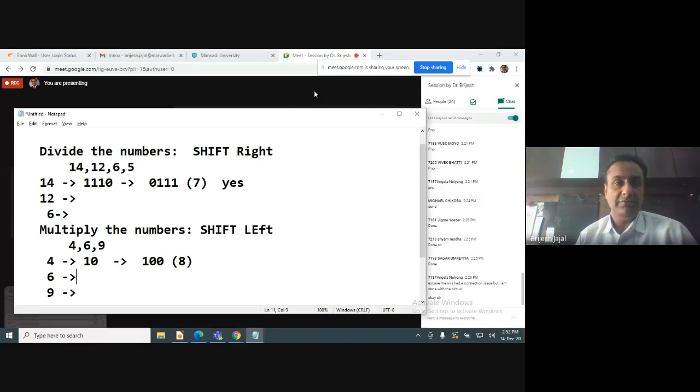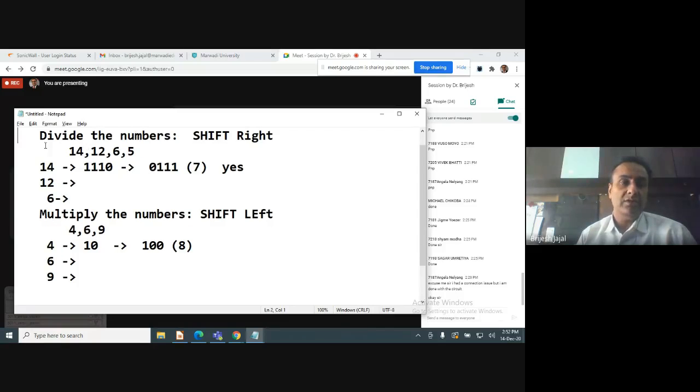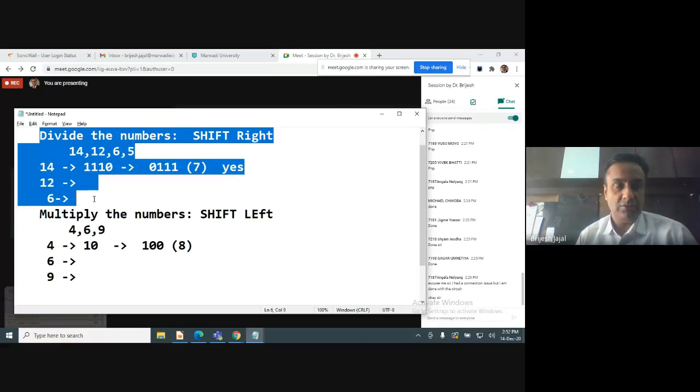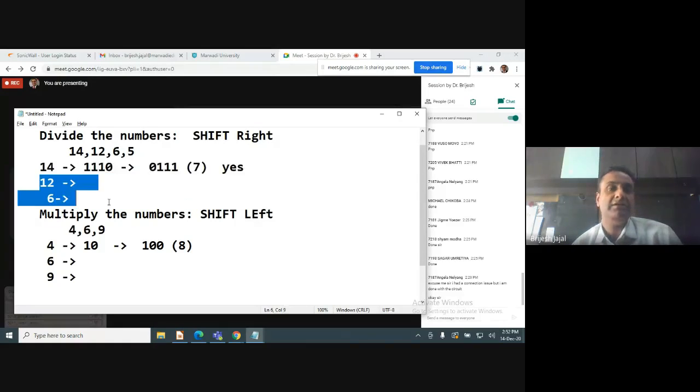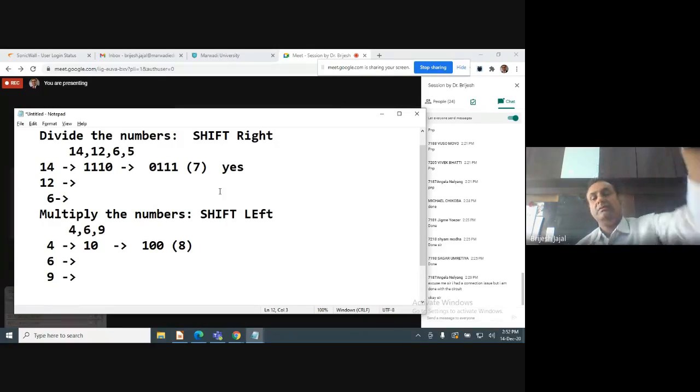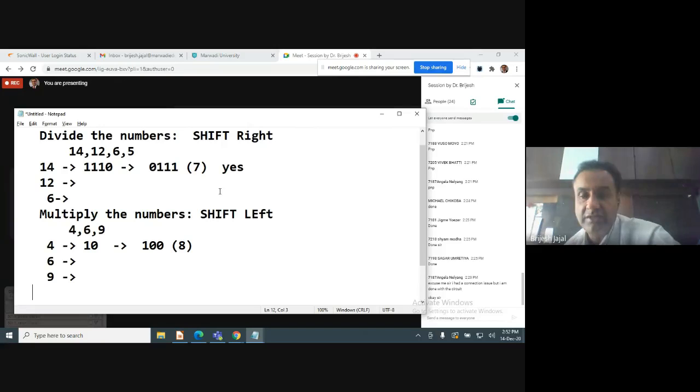All of you, please finish this and show it to me. You can do it step by step. I want to see first who has done 12 and 6. This I have already done for you. Let me see for 12 and 6 who is able to do. For 6 and 9 who is able to do. There is no need for switching on the camera. Once it is finished, just type it in the chat box. I will be able to see it.